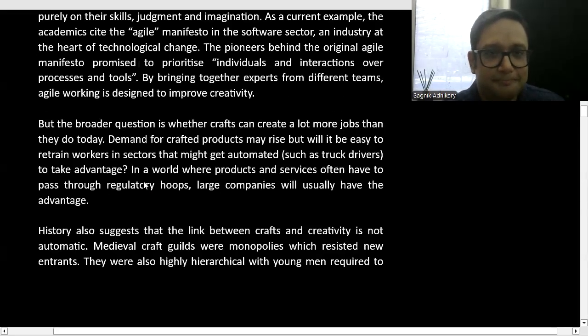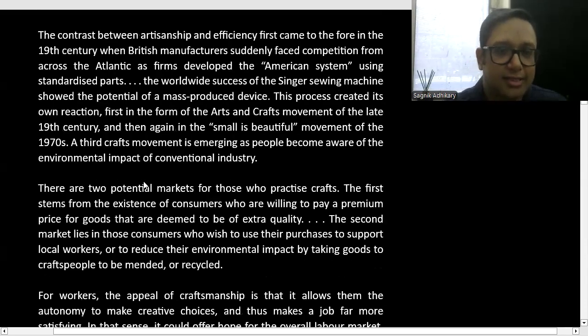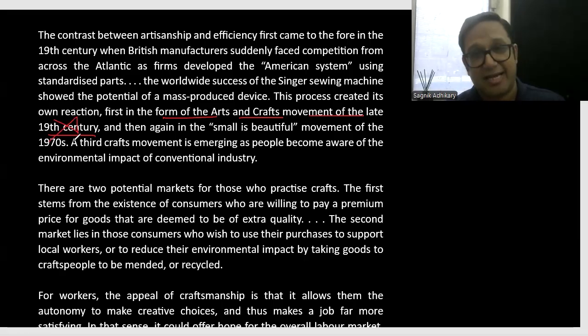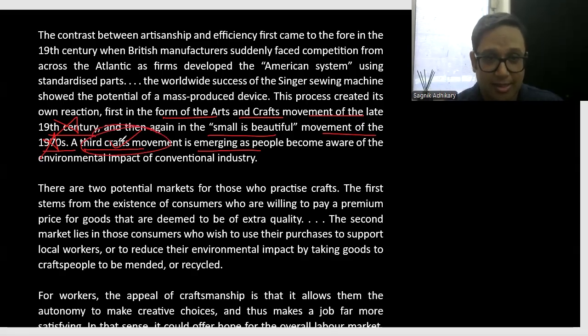Looking up the reference, we see that the third paragraph talks about the revival. The first is the form of the arts and crafts movement of the late 19th century, but this does not count because it is the late 19th century. Then again, the small is beautiful movement of the 1970s doesn't count because it is the 1970s. A third crafts movement, this is what counts because it is emerging at present. So the most recent one is this one. The third crafts movement is emerging as people become aware of the environmental impact.